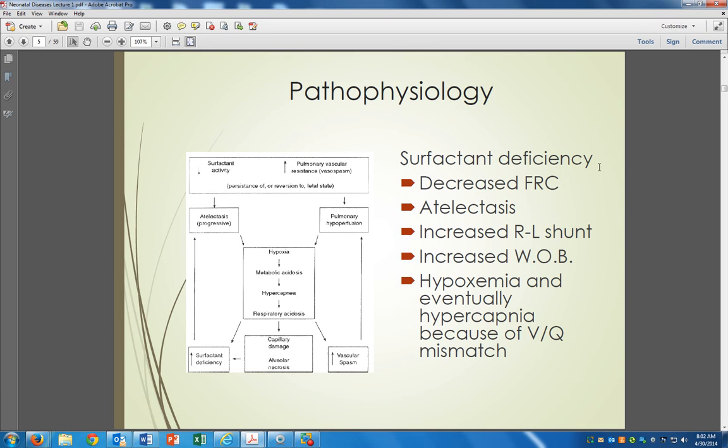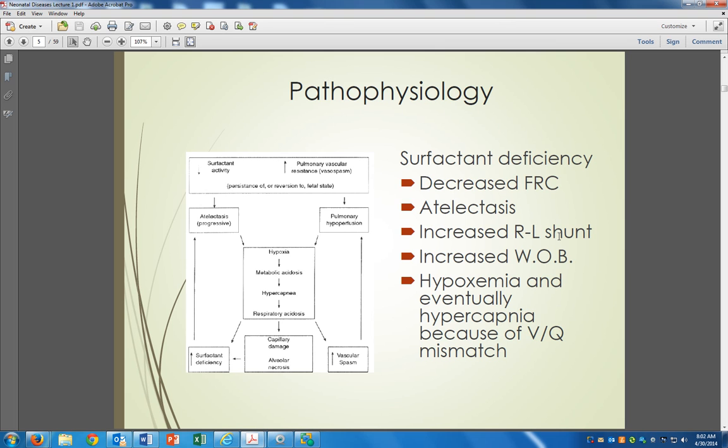Now, what does surfactant deficiency do? This gives you a decrease in functional residual capacity. That's essentially what atelectasis is. You increase right to left shunting. Now, if you'll remember from the discussions we had in cardiopulmonary anatomy and physiology, you can have a right to left or a left to right shunt. A right to left shunt simply means that the blood either completely passes by the lung, goes from the right side of the heart to the left side of the heart, out to the body before undergoing gas exchange.